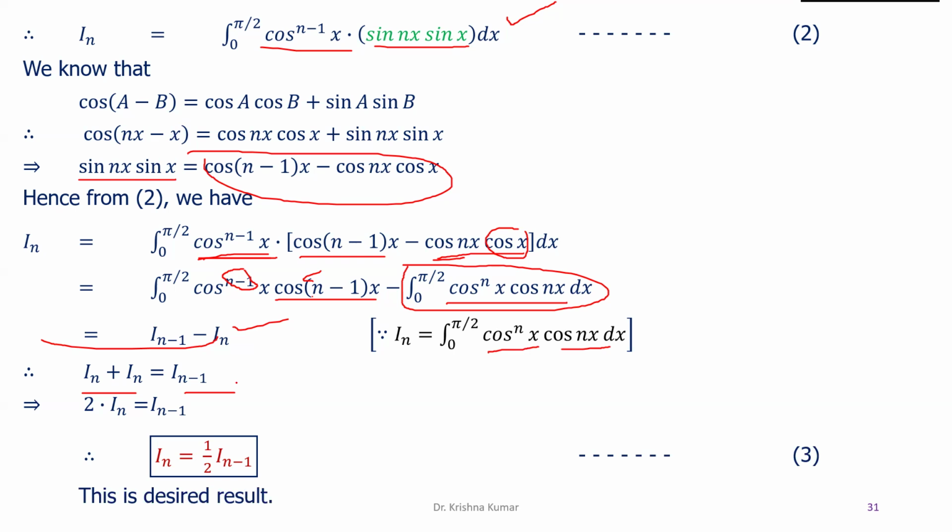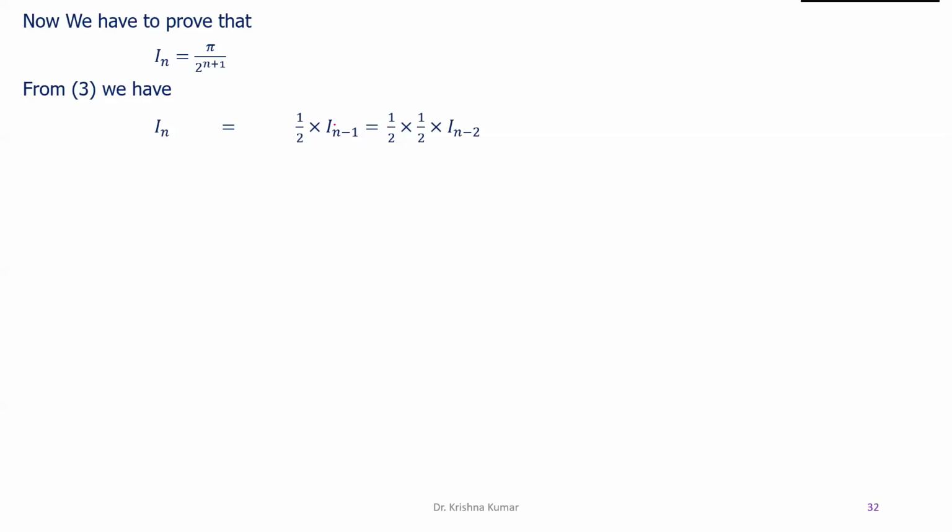Let us now prove the second result. In the second result, we have to prove that In is equal to pi upon 2 to the power n plus 1. So from equation number 3, the previous result which we had already proved, In is equal to 1 upon 2 into I(n minus 1). So now the value of I(n minus 1) is 1 upon 2 I(n minus 2). Like that, if we replace n by n minus 1, then I(n minus 1) can be written as 1 upon 2 I(n minus 2).